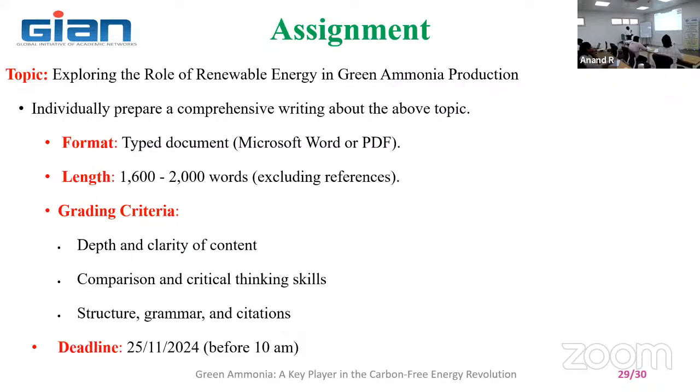So you can do the assignment also. Exploring the role of renewable energy in green ammonia production. Individually prepare a comprehensive write-up about the topic. The document type may be Microsoft Word or PDF. You can write 1,600 to 2,000 words. Write in your own words, with plagiarism less than 5%.